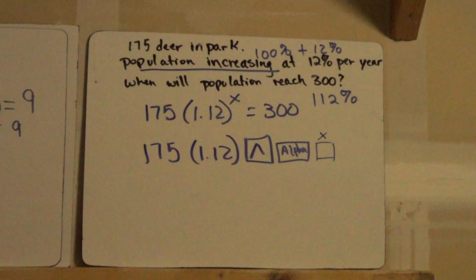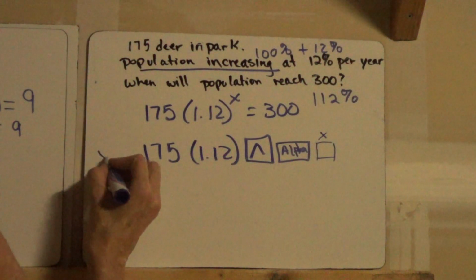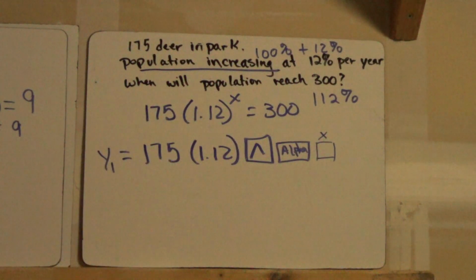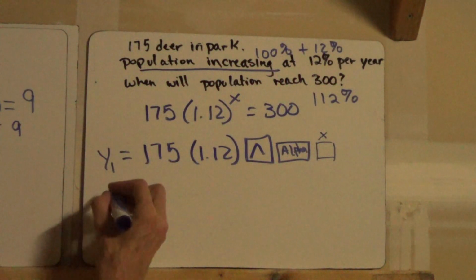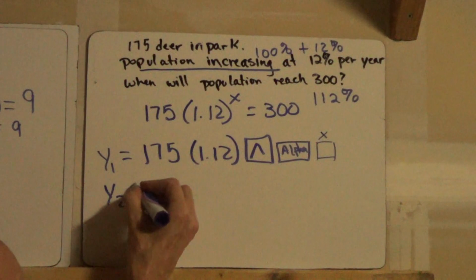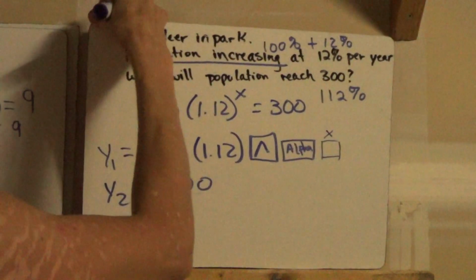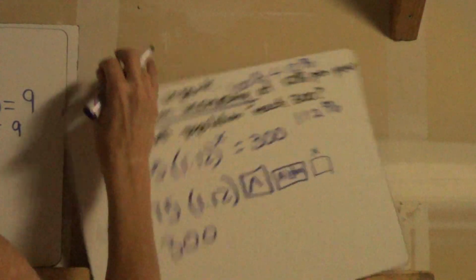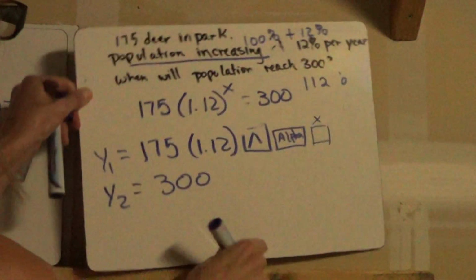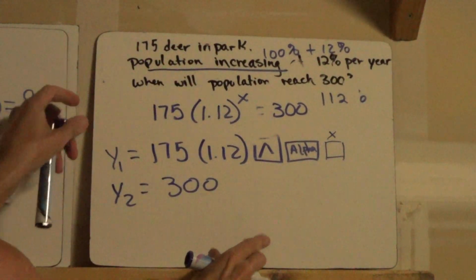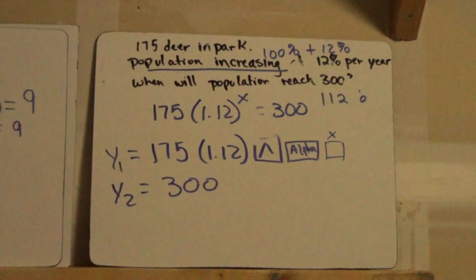And I want you to put that into Y1 in your graphing table, and then do your other graphing table, Y2, as 300, and then let's go to the graph and see where they intersect. Again, that's one to make sure you know how to do on the graphing calculator. It'll be very similar to the other one.